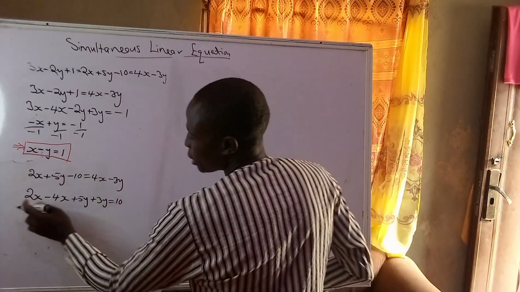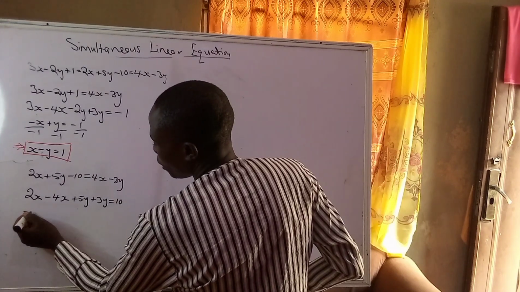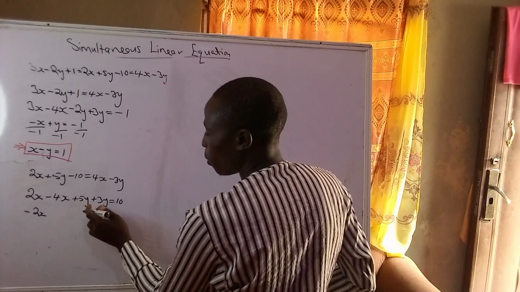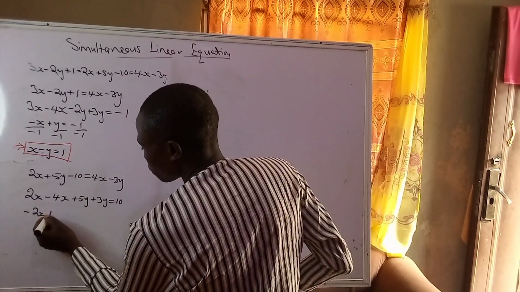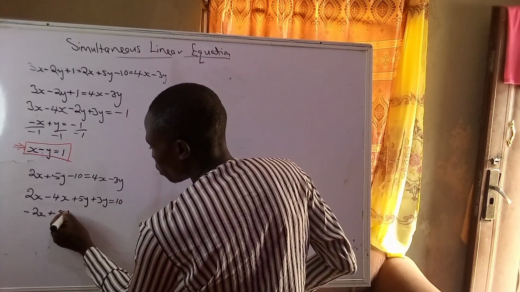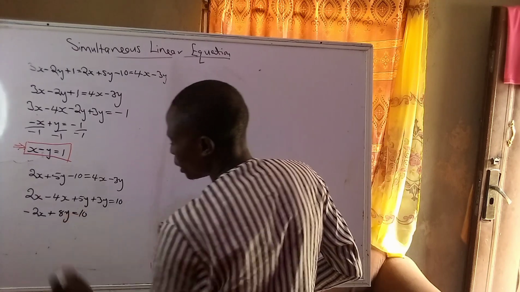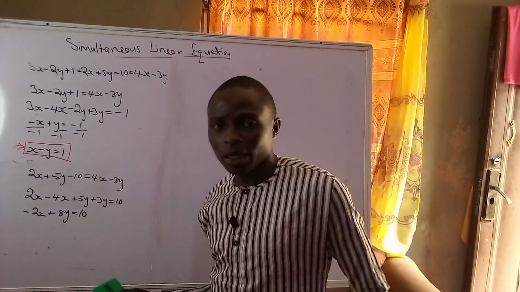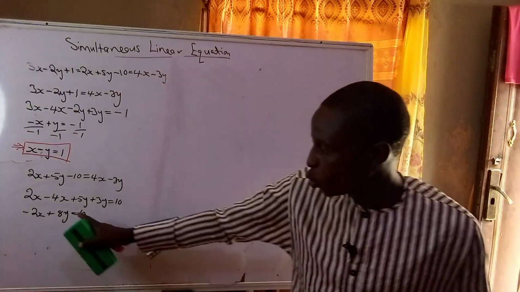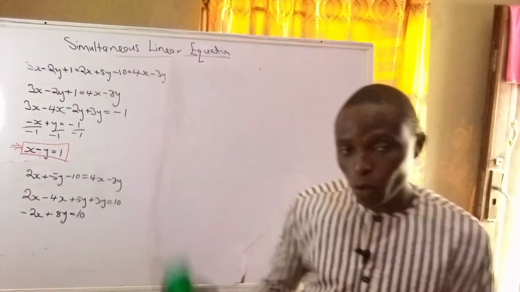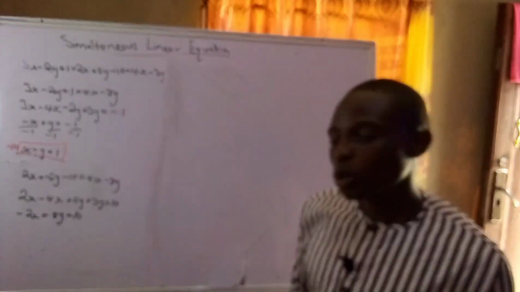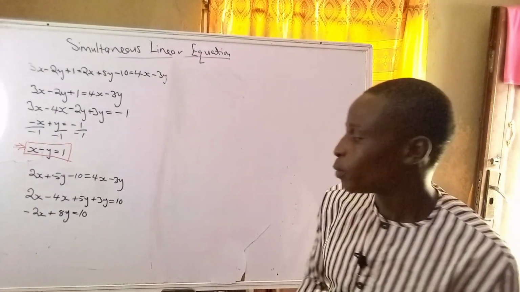So 2x minus 4x is minus 2x. Then 3y plus 5y is the same thing as 8y is equal to 10. Then we can see that 2 is common in all the three terms. 2 can go into 8 4 times. 2 can go into 10 5 times. Then what I will do is to divide all through by 2.